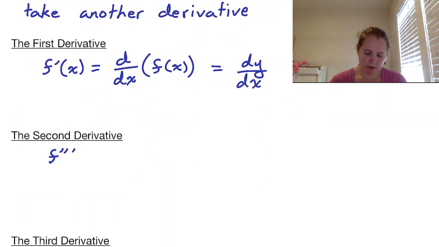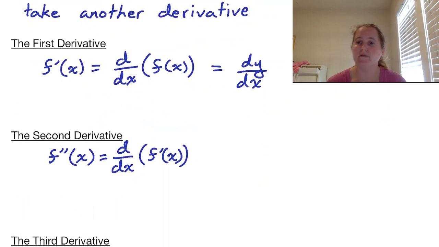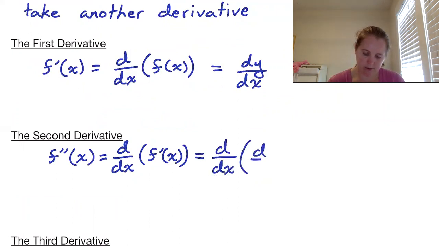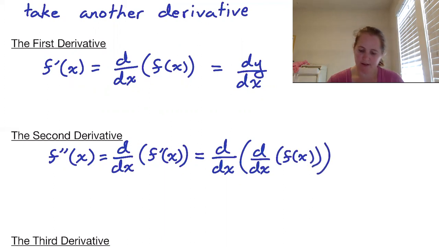The second derivative, which we denote with 2 primes instead of 1, so f double prime of x, is the derivative of the first derivative. So this is the derivative of the derivative of f. So we could also view this as the derivative of the derivative of f of x. And all of a sudden, our things get layered and layered and layered.